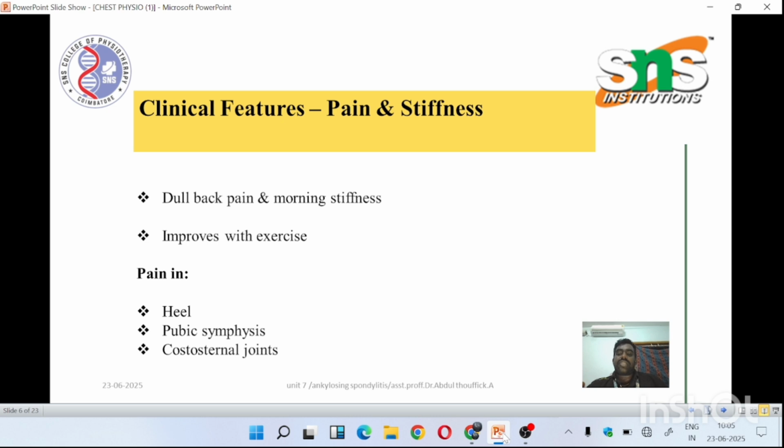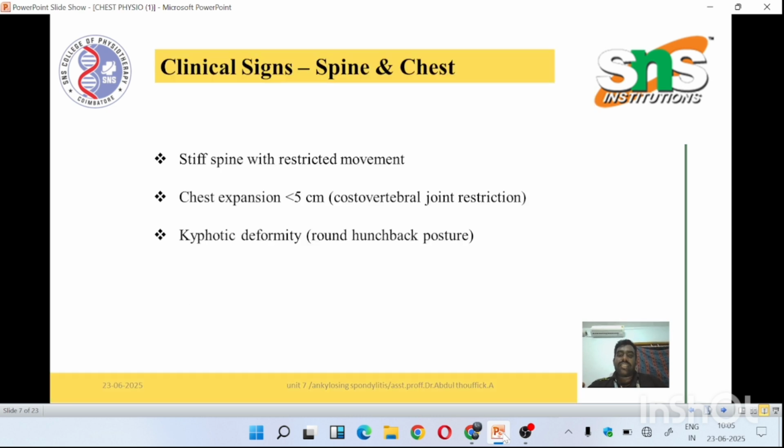Then, coming to the clinical signs of the spine and chest, the patient often has a stiff spine with reduced mobility. Chest expansion is significantly restricted, usually less than 5 centimeters, due to costovertebral joint restriction. A classic visible deformity is kyphosis, or a rounded hunchback posture.